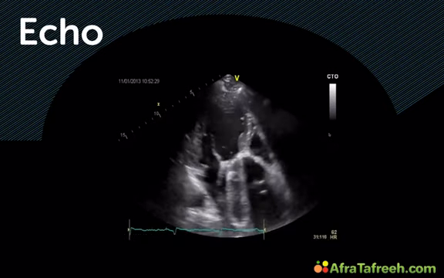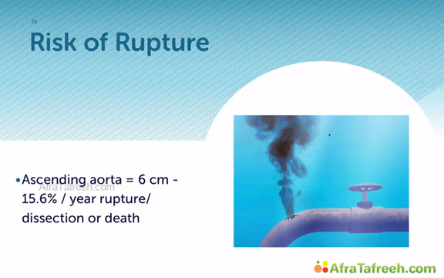Okay? So how high is the risk of rupture? The risk of rupture increases with the diameter of the aorta. And in the ascending aorta, if you have a diameter of 6 centimeters, the yearly rupture rate, the second death rate, is 15.6%, which is very high. So we cannot wait for a diameter to be 6 centimeters. We certainly have to operate these patients earlier.